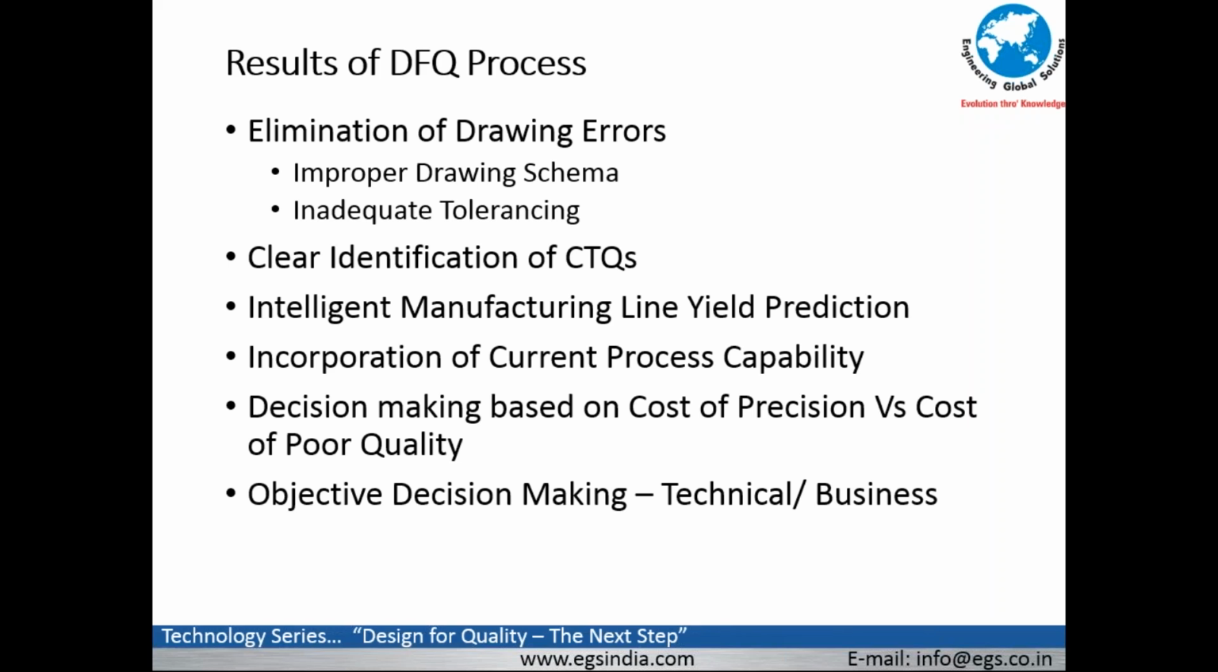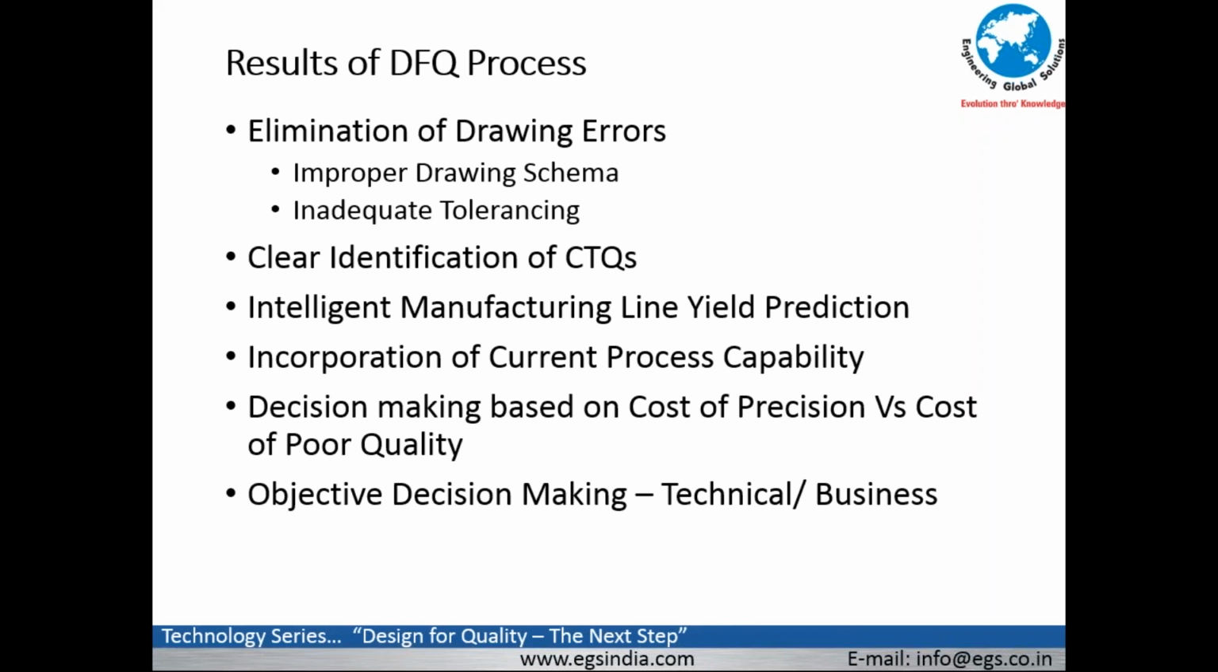Remember, the design failure modes and effects analysis provides the risk priority number that becomes the judge as to which dimensions and their tolerances are supposed to be the CTQ on the drawing. Intelligent manufacturing line yield prediction is possible as a result of this.